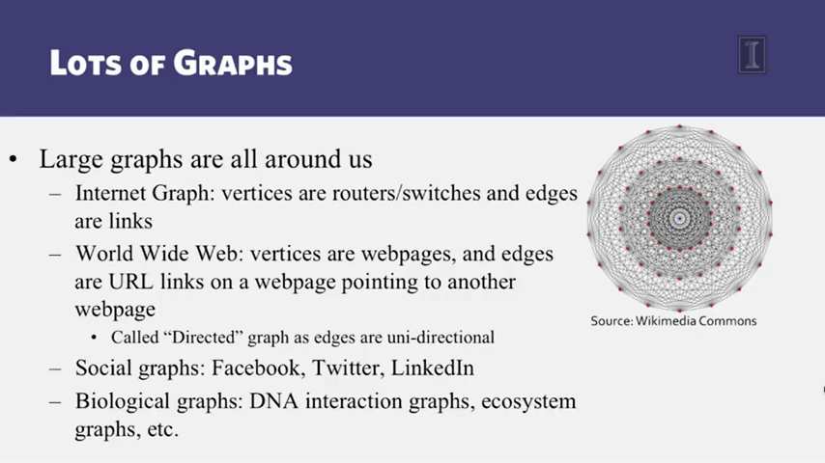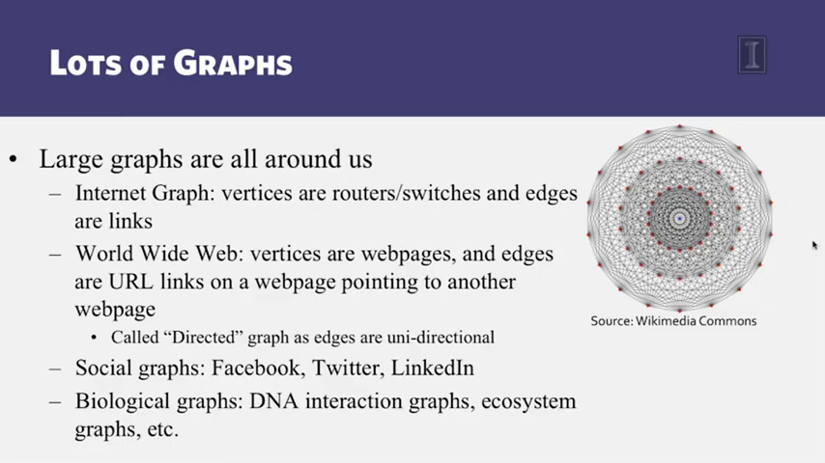So there are lots of graphs around us. On the right, I have an example, a picture of a graph taken from Wikimedia. Here you'll see the vertices or nodes shown in red and the edges shown in black, joining pairs of nodes. So there are graphs all around us. The internet itself is a graph where the vertices are routers or switches, and the edges are actual links joining these routers or switches, links that actually carry packets and traffic.